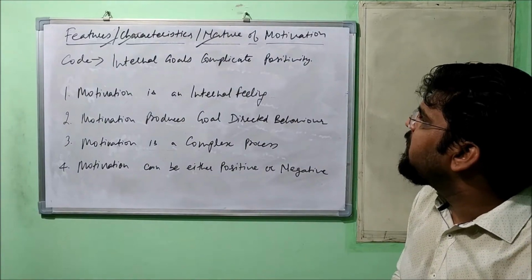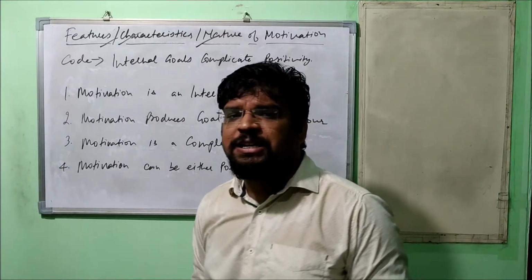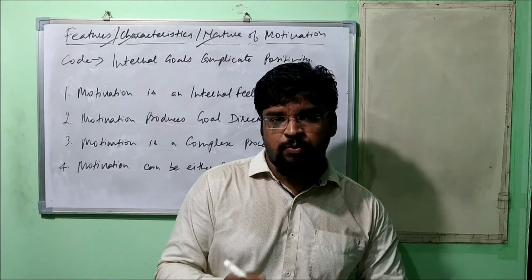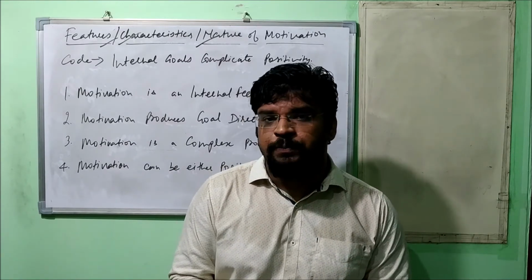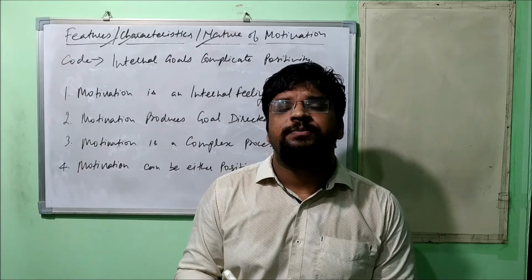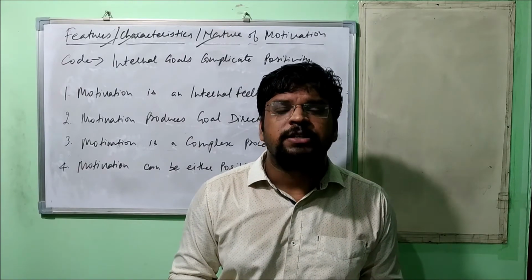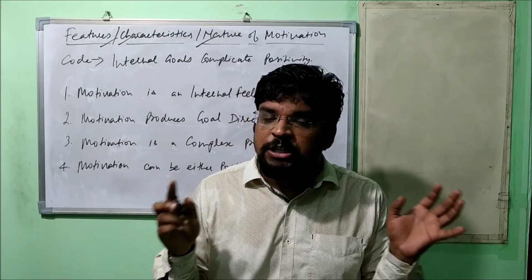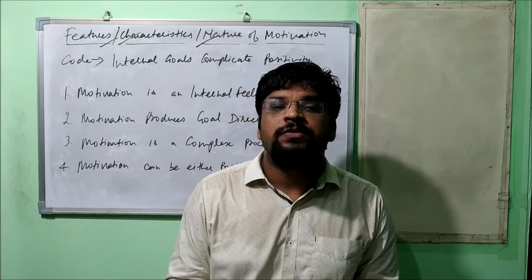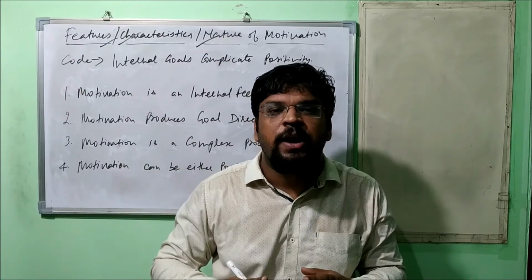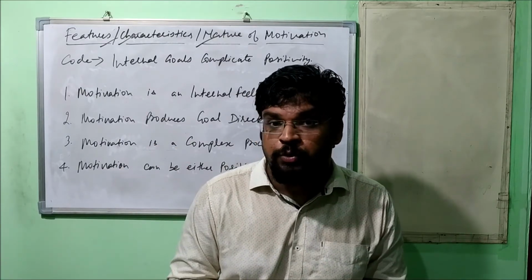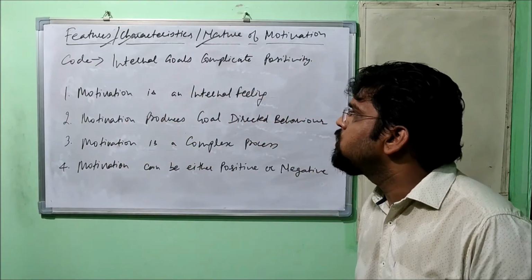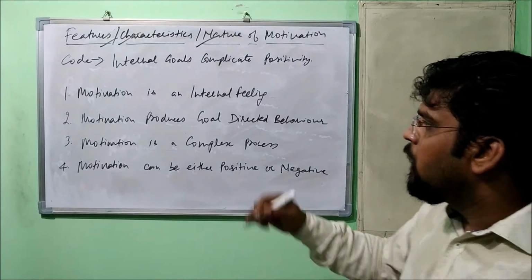Internal goals complicate positivity. Try and understand: there is an employee in the organization, and there are some goals of the organization provided to him internally. But the people are just driving him crazy. Somebody is saying do like this, somebody is saying do like this, he's getting confused, he's being complicated, and just because of that, whatever positivity was there in his mind is being disturbed, right? So imagine a kind of situation. The code is internal goals complicate positivity.